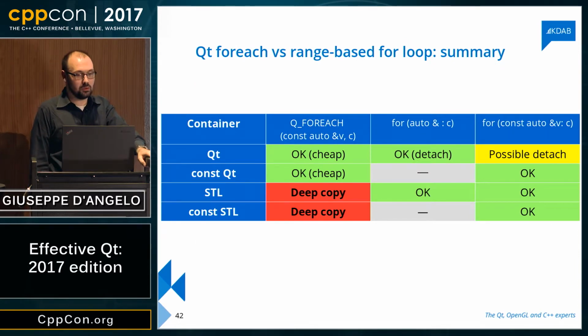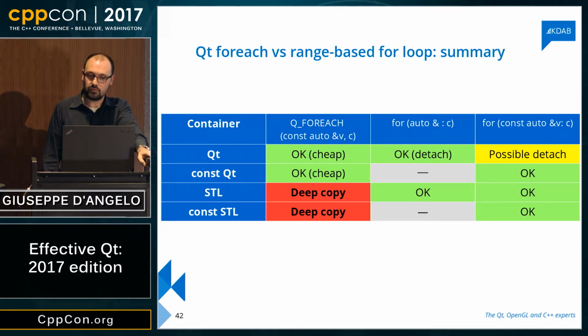Yeah. So to recap, this is the situation. If you use Q_FOREACH and you accidentally pass in a standard library container, that's going to deep copy it because Q_FOREACH takes a copy. If you pass in a Qt container, everything is fine because taking a copy of a Qt container is cheap. Forget that the first column exists. Don't use it. Okay, use the ranged for loop.